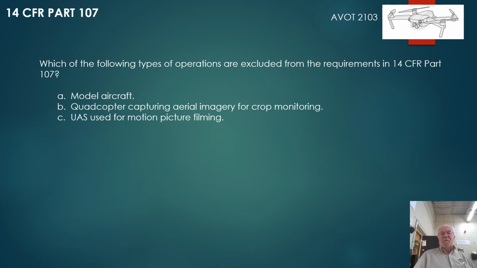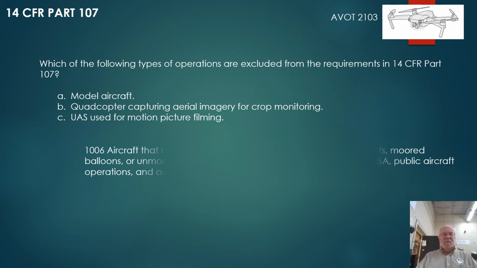Which of the following types of operators are excluded from the requirements in 14 CFR Part 107? Model aircraft, right? Quadcopters are UAVs, and on top of that, they're for hire. He's saying it's for crop monitoring, capturing aerial imagery, I presume that's for sale. UAS used for motion picture filming, right? But model aircraft is the answer.